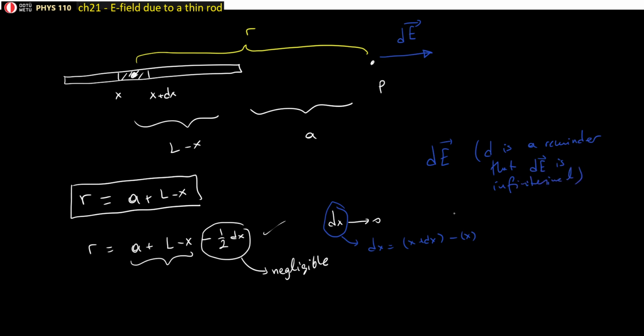Infinitesimal meaning that when dx goes to 0, when we take the limit, this also goes to 0. So it's basically as small as dx is. Okay.